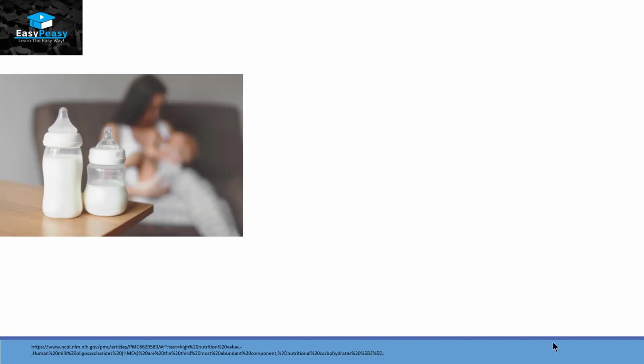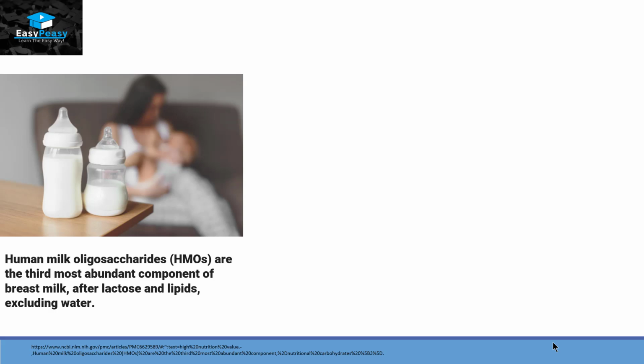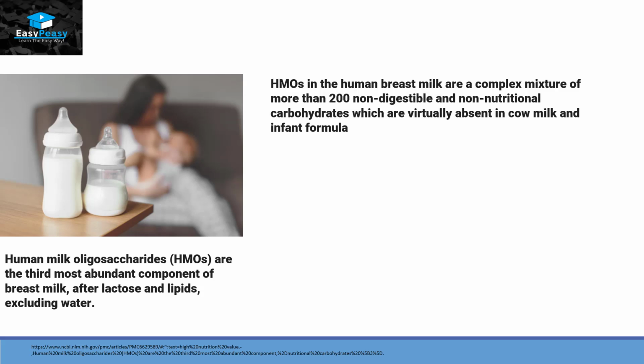Another major oligosaccharide is human milk oligosaccharide, and they are the third most abundant component of breast milk after lactose and lipids, excluding water. Human milk oligosaccharides are a complex mixture of more than 200 non-digestible and non-nutritive carbohydrates, which are not present in cow milk or infant formula.